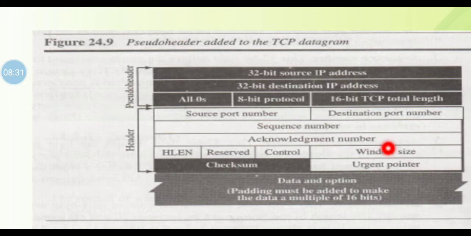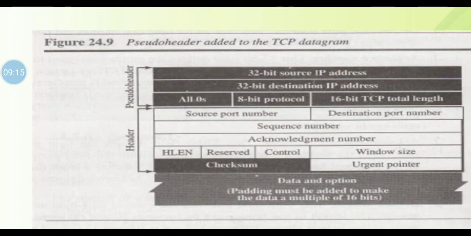The urgent pointer is the next field in the header. This is also of 16 bits. It is valid only if the urgent flag is set. Only when the urgent flag is set is the 16-bit URG pointer field used, when the segment contains urgent data. It defines a value that must be added to the sequence number to obtain the number of the last urgent byte in the data section of the segment.